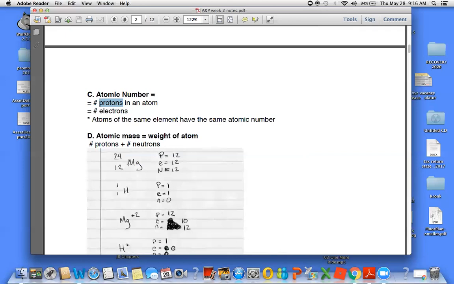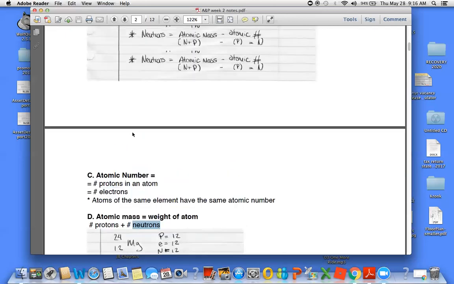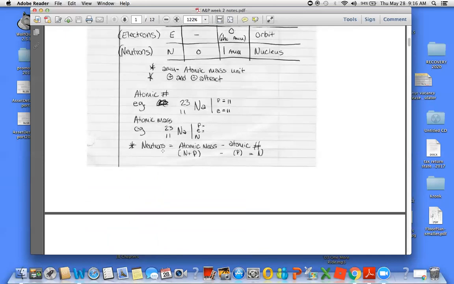Now, how do we figure out the number of neutrons? You have to subtract the atomic number from the atomic mass. As we stated earlier, the atomic mass is the weight of the atom. What has weight in an atom? Number of protons and number of neutrons. So let's go back up to here. The number of neutrons is always given by big number minus little number. That's an easy way to remember it.